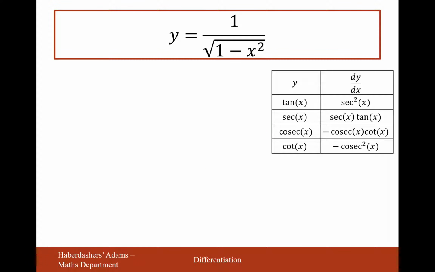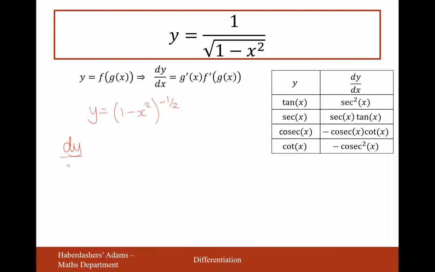Moving on to the next one, 1 over the square root of 1 minus x squared. Well, this is nothing to do with sec, tan, cosec or cot, but this is how you would differentiate it. We're going to rewrite the y function as 1 minus x squared to the power of minus a half. So the inside function here is the bit inside the bracket. The outside function is the power of minus a half. So let's get started on the derivative.